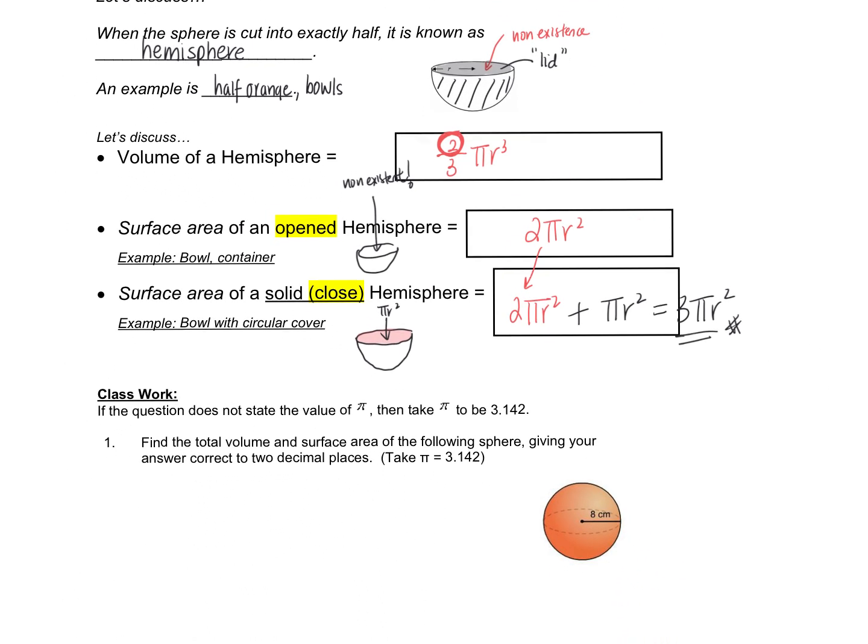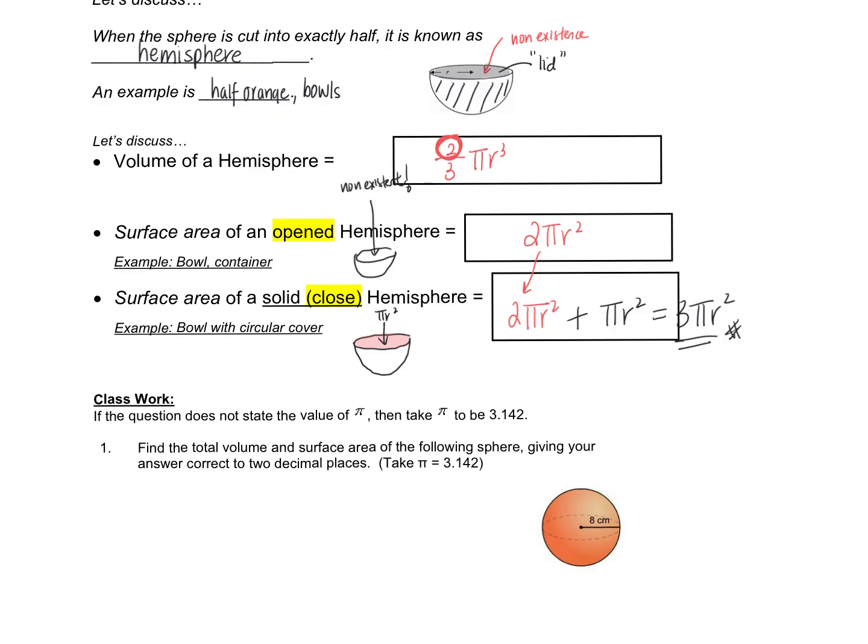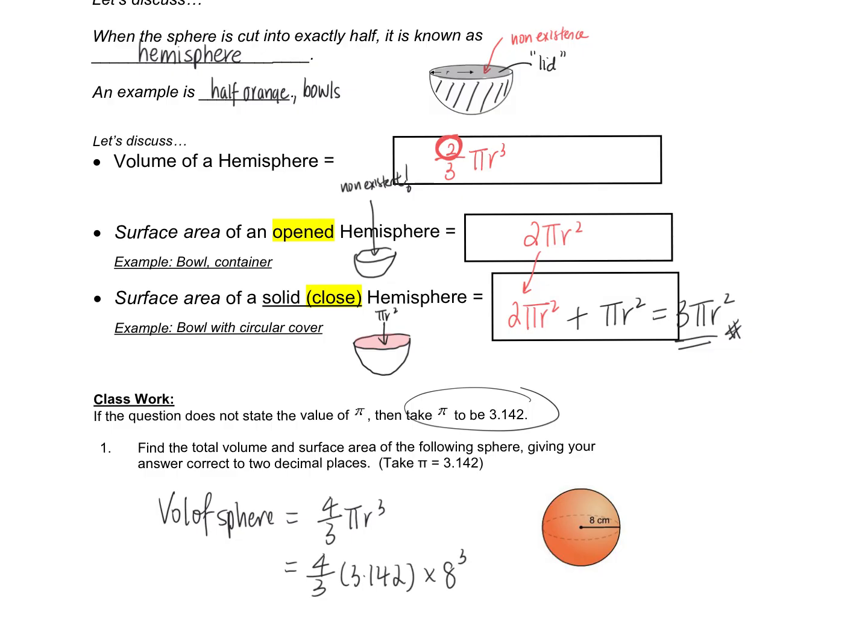Okay, so let's practice. I want to find the volume of this sphere. That means the top is not there. It's open. Half circle with no cover. So the volume of a sphere is 4/3 pi r cube. So use the formula. They say take pi to be 3.142. Then radius cubed. So press the calculator.